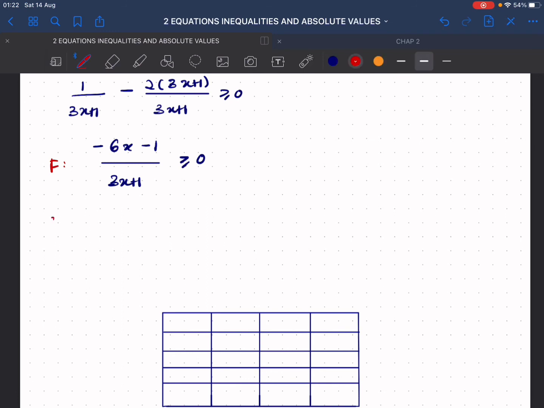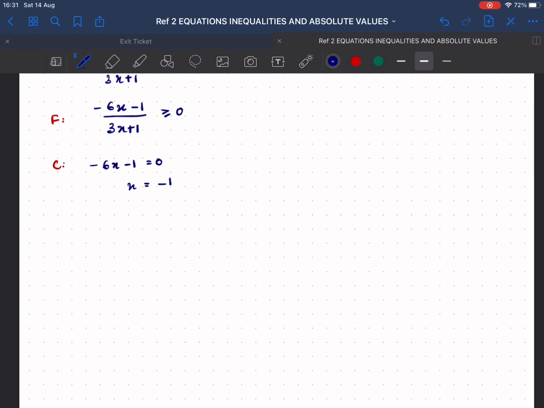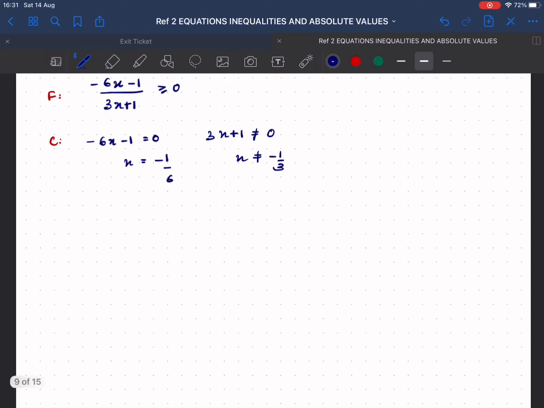So now we have our critical values. We will have minus x minus 1, equal or not? Equal, because in the question there is equal. Okay, and it is on top. So x is equals to 1/6. So 3x plus 1, equal or not? Not equal. X is not equals to negative 1/3. Why not equal? Because it is the denominator. I asked the question, I answered it. So next is table of sign.